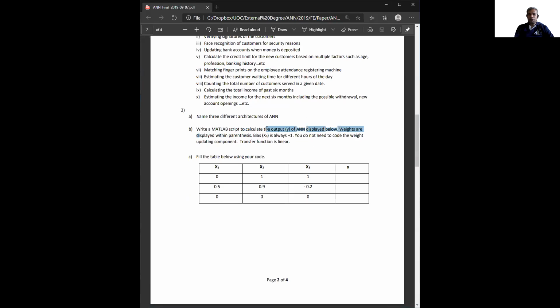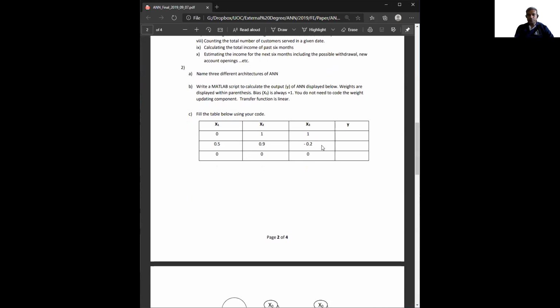Write a MATLAB script to calculate the output y of the neural network displayed below. Weights are displayed within the parentheses. Bias is always +1. You do not need to code the weight updating component. Transfer function is linear.